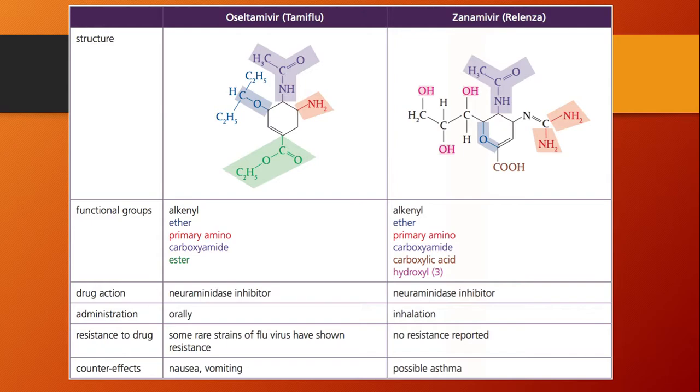Relenza has no resistance reported, although Tamiflu does have some resistance to some rare strains of the flu virus, and there are some side effects, as you can see there. You can see how the structures of these two drugs correspond pretty closely to the sialic acid from the previous slide as well.